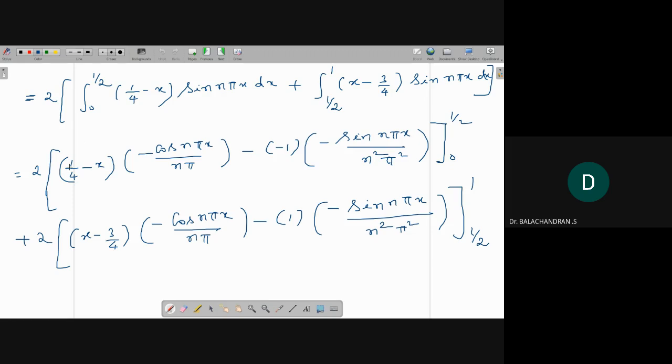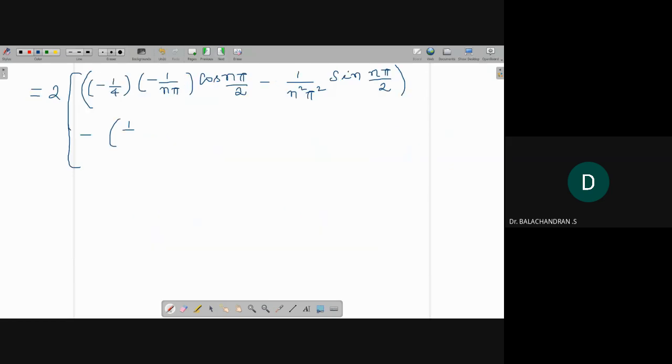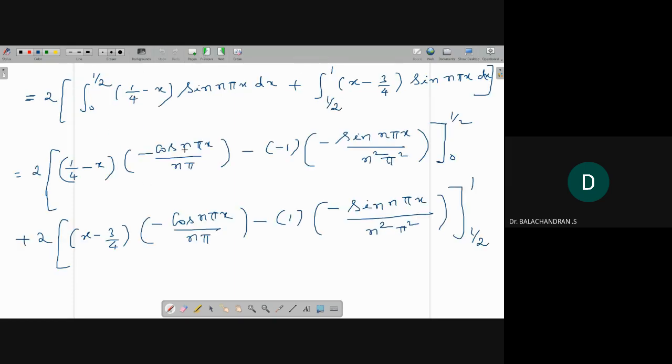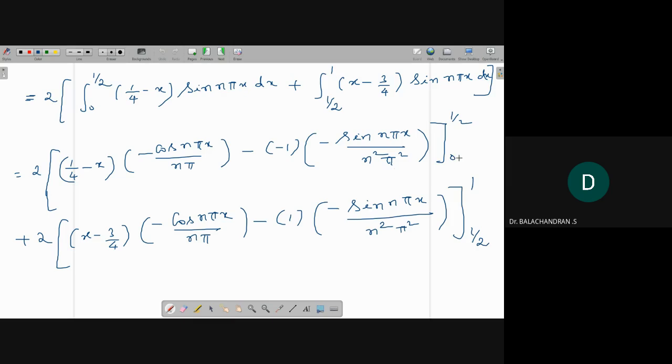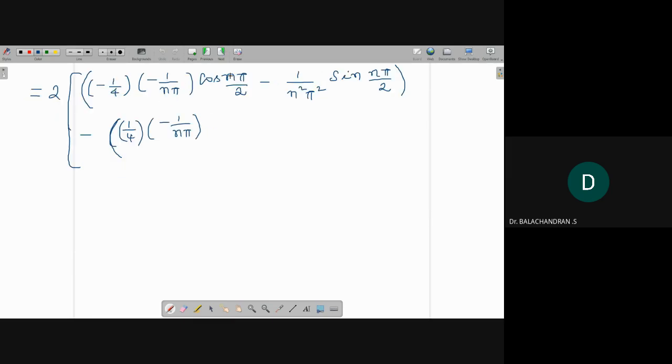When x is equal to 0, this is 1 by 4, into when x is equal to 0, minus 1 by n pi. Okay, and then when x is equal to 0, sine 0 is 0. Minus 0, close the bracket. So the bracket is for the lower limit, and then close it.